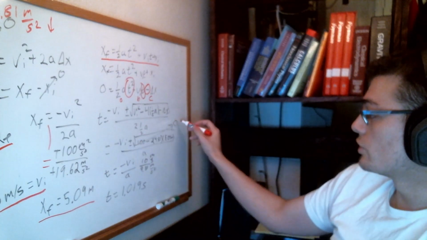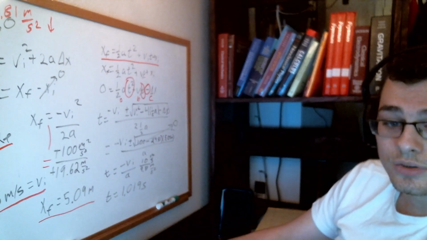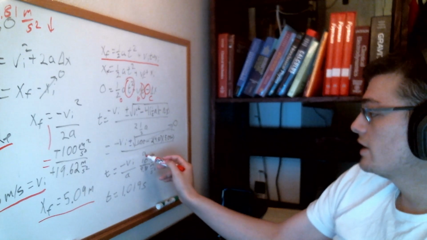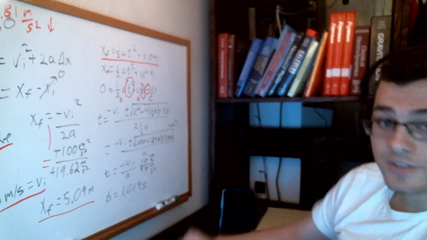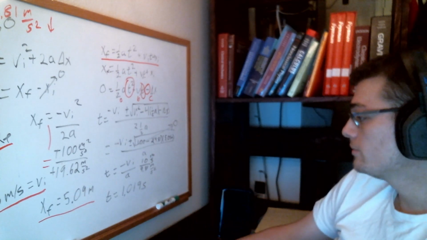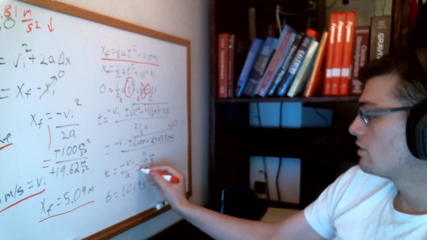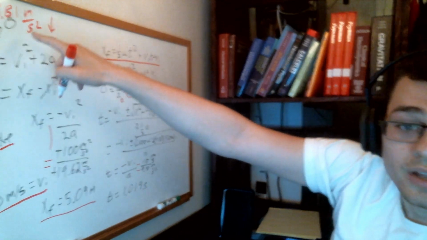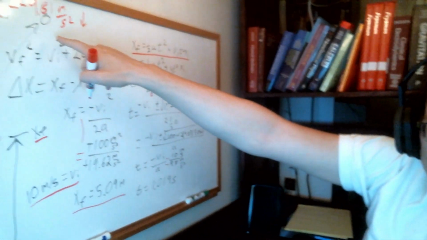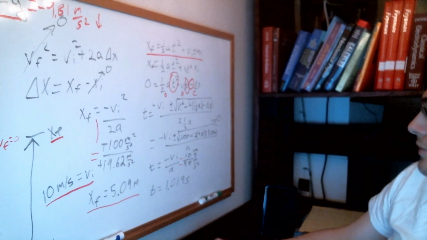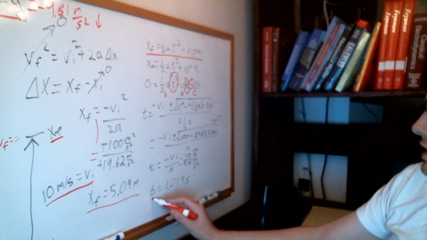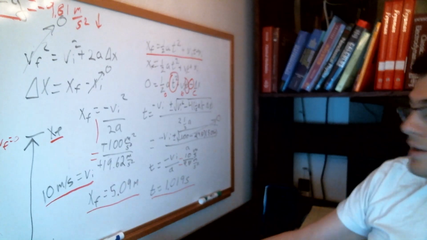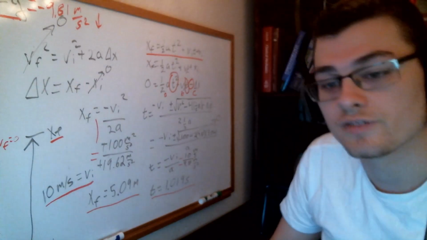So this entire term here in the square root is going to go to 0, and then you're just going to have negative vi over a, because the 1/2 canceled with the 2a from our quadratic formula. But a is negative because we have that up here, so that's going to be negative 9.8, and so then we just get that t is equal to 1.019 seconds.